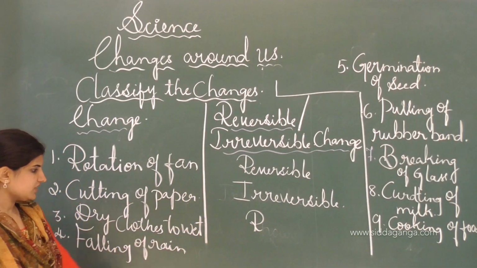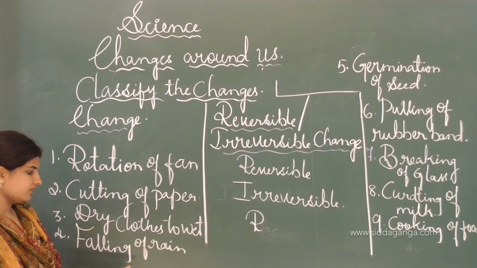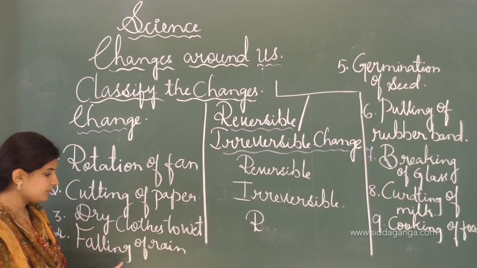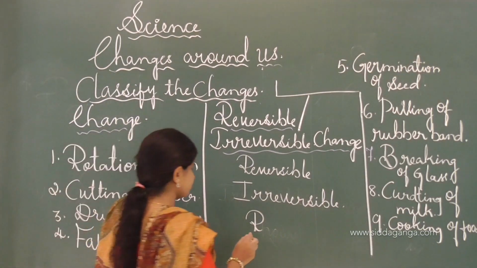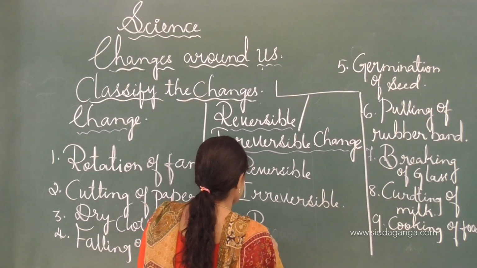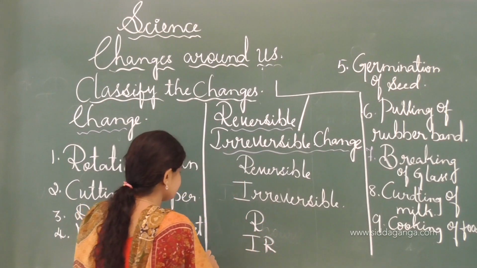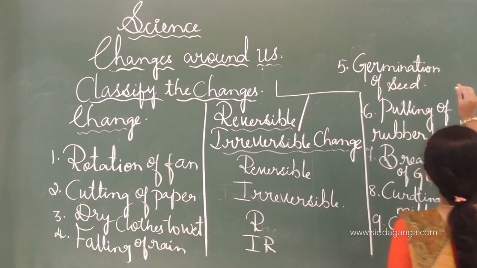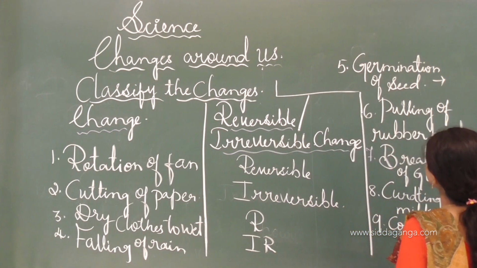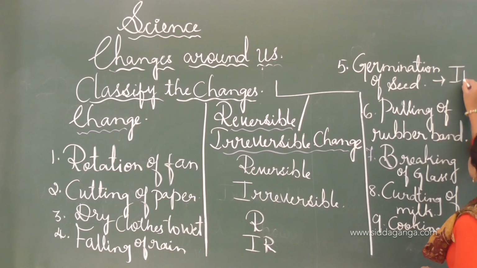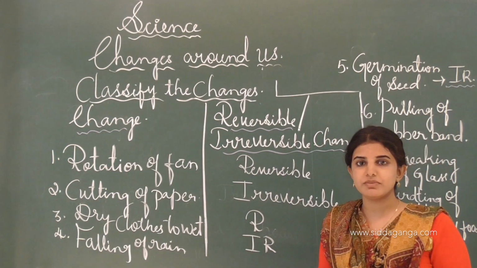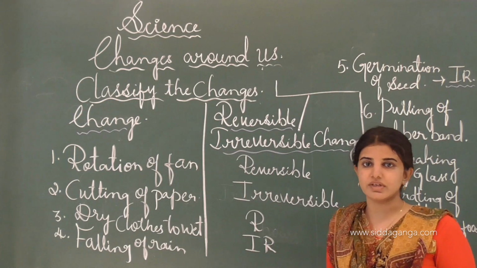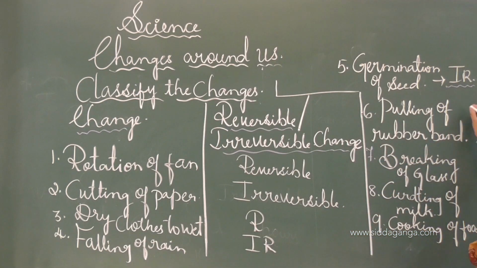R means reversible change. And falling of the rain, it is a natural phenomenon where we can't make the rain go back into the sky. So this is one irreversible change. IR means irreversible change. And the next one is germination of seed. Germination of seed is an irreversible change. After germination, the plant is produced from the seed, and from this plant we can't make the seed again. See, this is one example of an irreversible change.